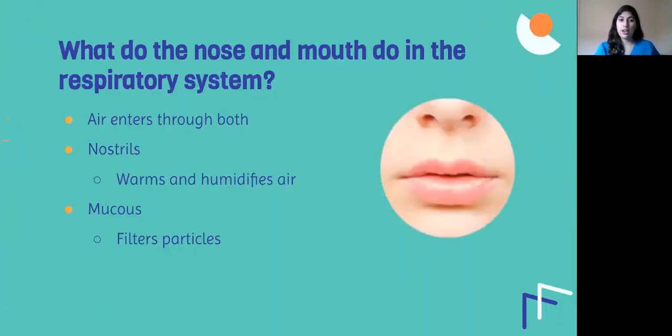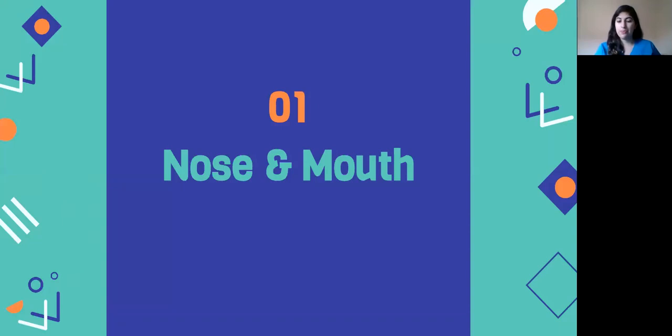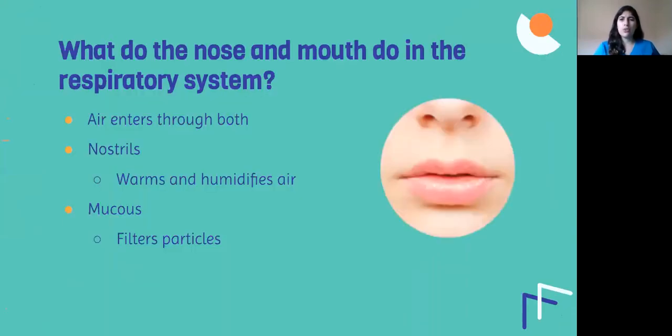So first, let's talk about the nose and the mouth. What do the nose and the mouth actually do in the respiratory system? They allow air to enter into your body, and this happens through both the nose and the mouth. They are both located on your face, as I'm sure all of you are aware. The nose is right here and your mouth is right here.